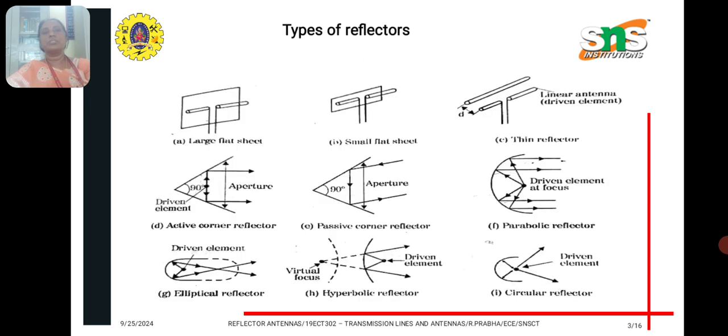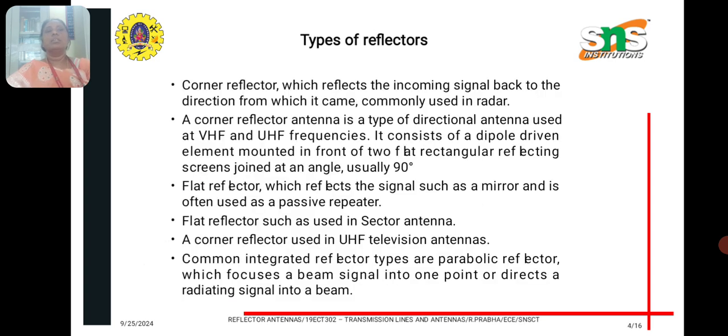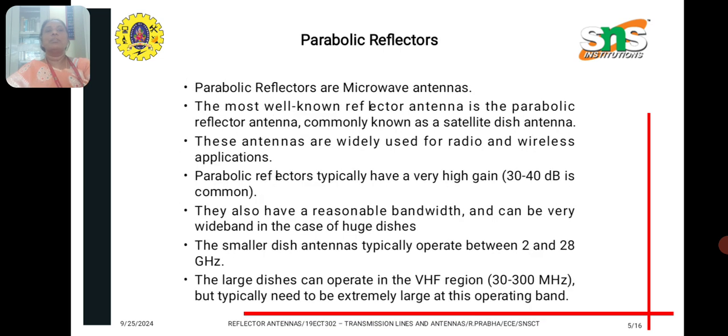There are different types of reflectors available. For example, large sheet reflector, small sheet reflector, thin reflector, active corner reflector, passive corner reflector, parabolic reflector, elliptical reflector, hyperbola reflector, and circular reflector. In today's video, we will discuss the parabolic reflector.